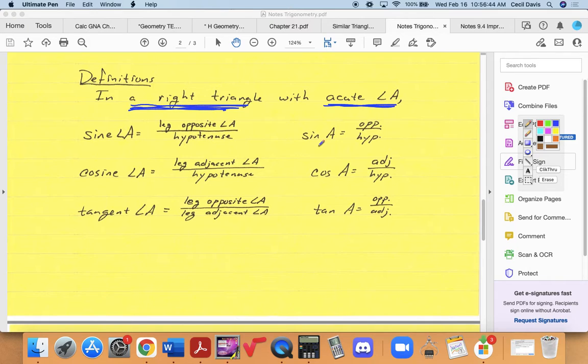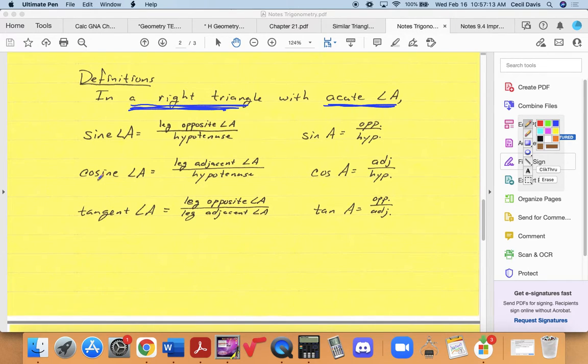Please, please, please, don't say the sin of A. A didn't do anything wrong. A is not bad. A is not going to hell. It did not commit any sins. It's the sine of A. It's an abbreviation. So please don't say the sin of A. Okay? It's sine of A is opposite over hypotenuse.